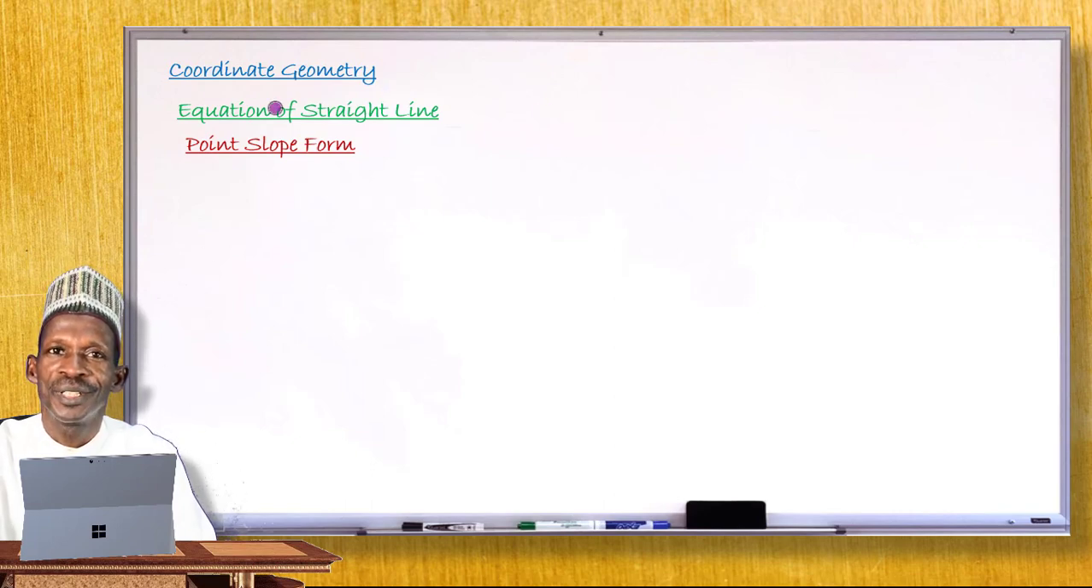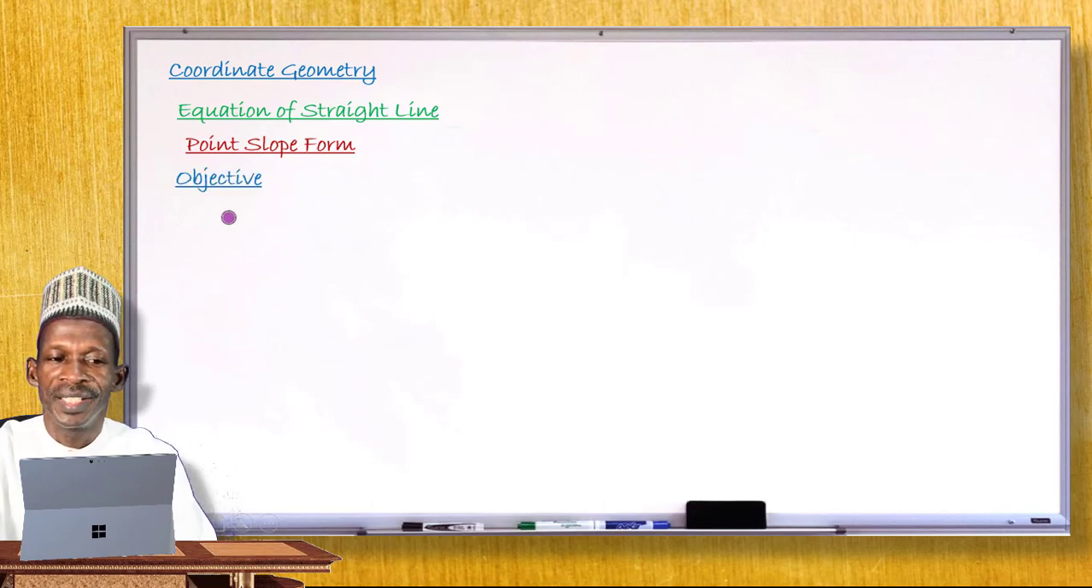Today, in continuation with your main topic, that is coordinate geometry, and in continuation with writing the equation of a straight line, we are going to take the second form, and that second form is called point-slope form. That is a situation where you have the slope of the line and you have the coordinate of one point on the line. So let's begin.